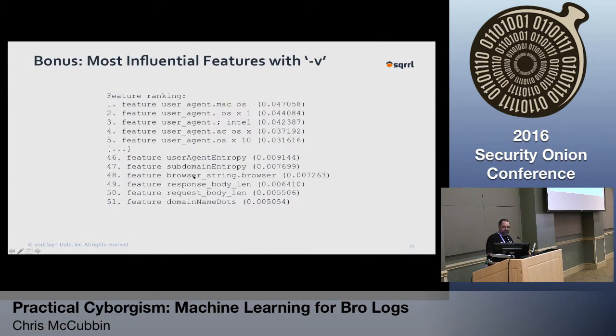Using some libraries that we have, we can also ask it what are the most influential features here. If you look at this, it's a little funny. This is probably a case of overfitting. It says the most influential feature is if it's Mac OS in the user agent, and that says it's not malicious, which is probably a result of all of our training data being Mac OS user agents and the malicious data not. So this is definitely overfitting. You want to try to get a variety of data sets to avoid this.